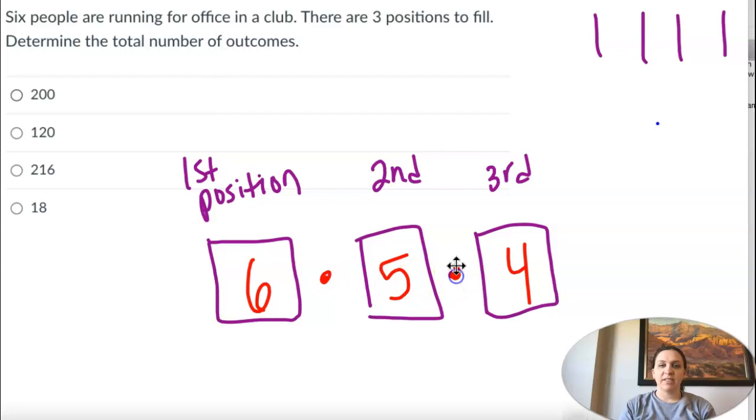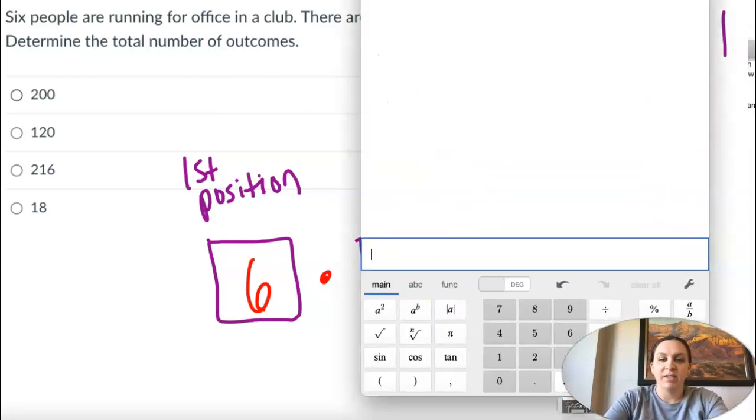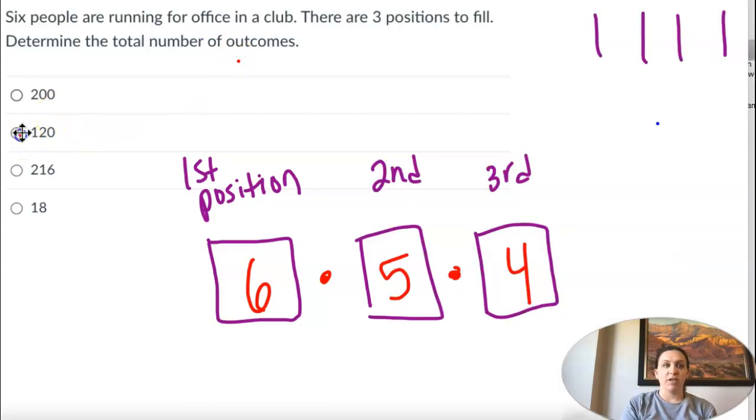So I'm going to take 6 times 5 times 4, and that is the number of outcomes. So there's 120 outcomes for that.